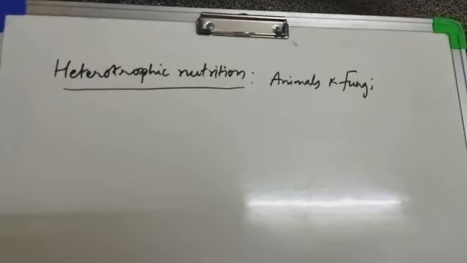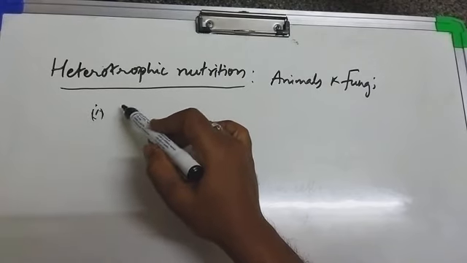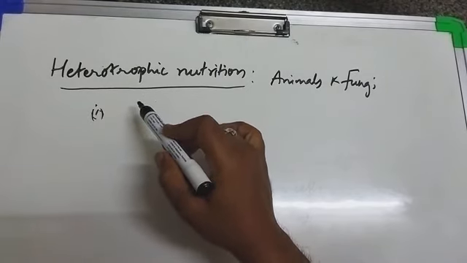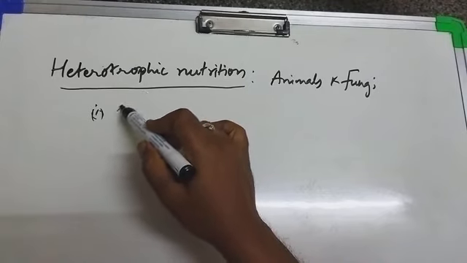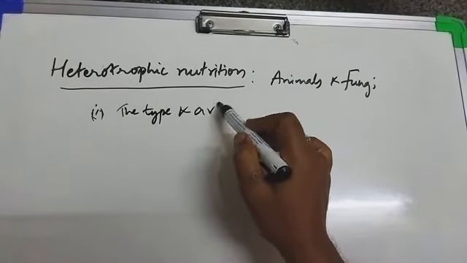The form of nutrition depends on the type and availability of the food, and on the way in which the food is obtained by the organism. So, two parameters are there. One is the type and availability of food.